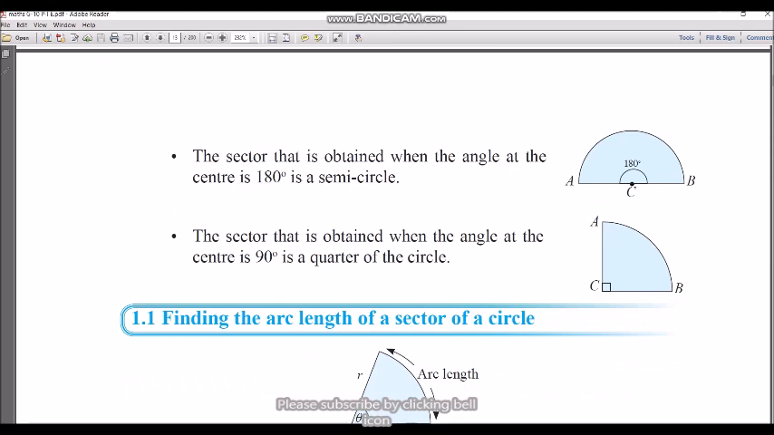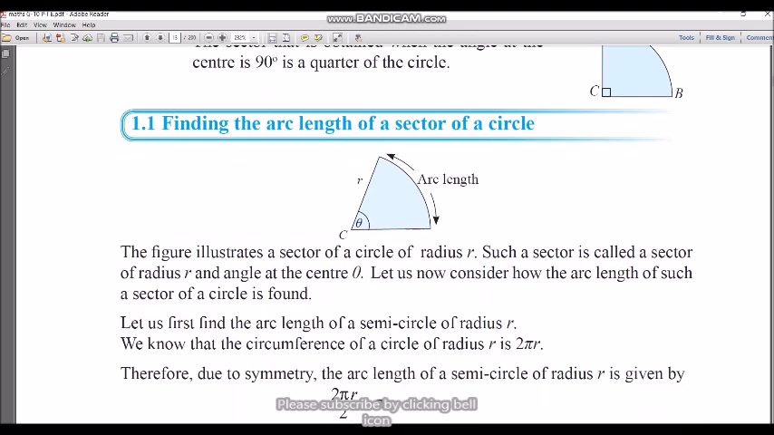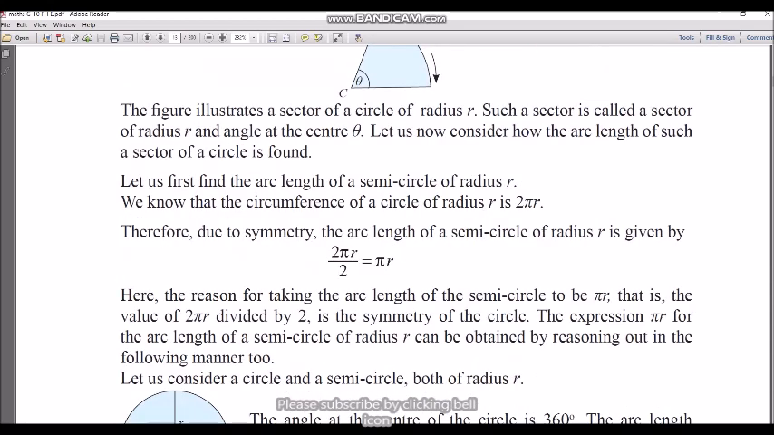And these are some simple things. I don't think we need to go through that. So we have to find the arc length of a sector. When we are going to find the perimeter of a sector, we have to first calculate the arc length, and then we have to add two radius. It is a very easy calculation.